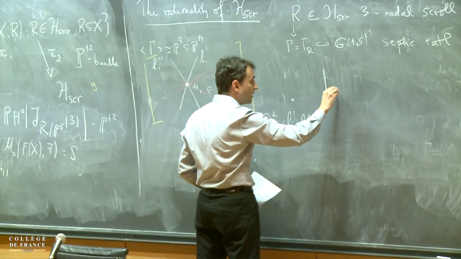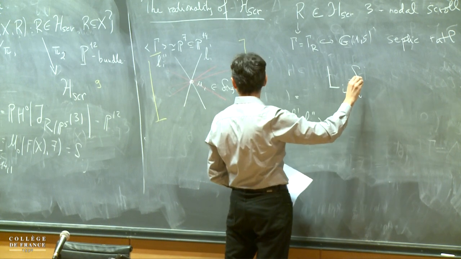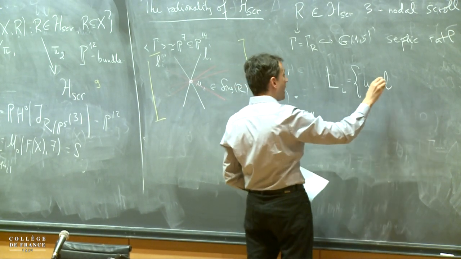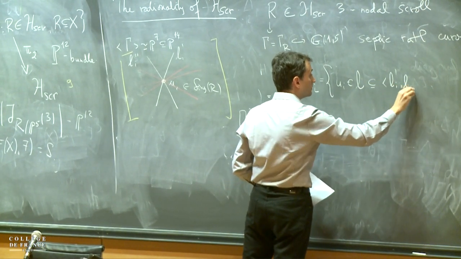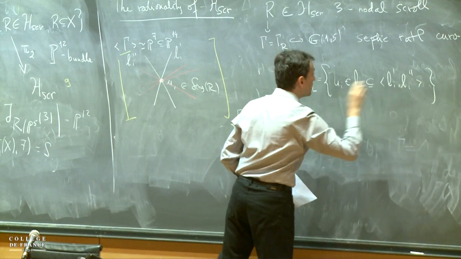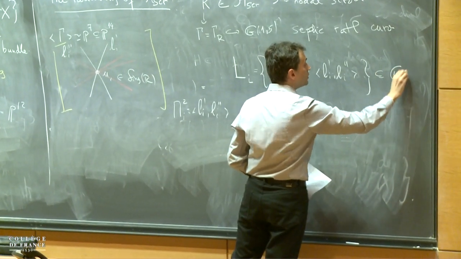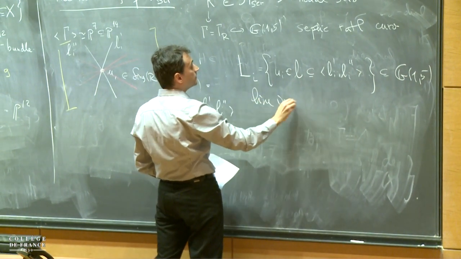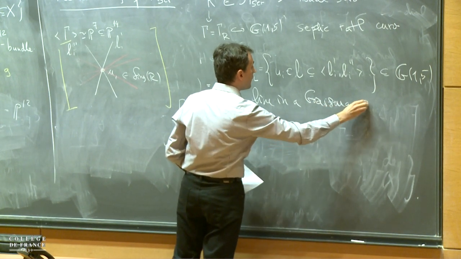Now this is L_i, capital L_i. This is the set of all the lines passing through U_i and which are contained in this 2-plane. So this is a line. So this is inside G(2,6). So this is a line in the Grassmannian. Yeah? So this is a basic fact about the Plücker embedding.